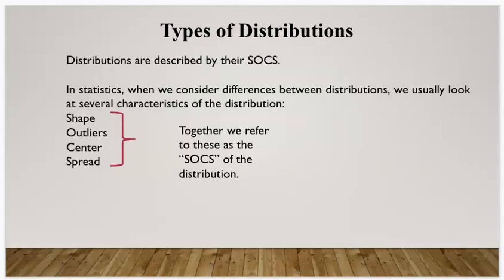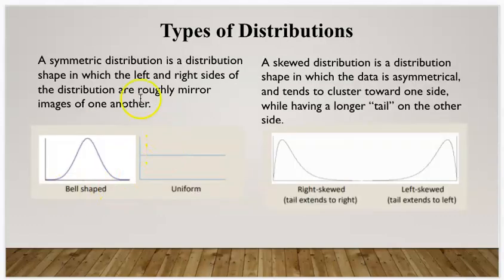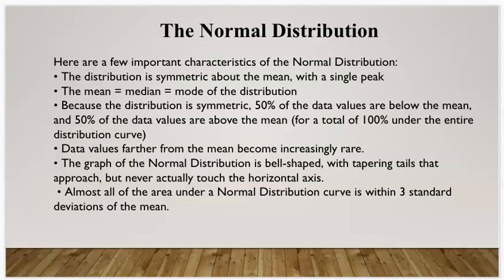Now let's talk about those distributions. Remember, we have uniform distributions and bell-shaped distributions, which are considered symmetric. And then we also have asymmetric distributions, which are right-skewed or left-skewed. And you can discount the skewness depending on whether you can say that there are outliers. So, normal distributions. Here are some important characteristics of normal distributions.